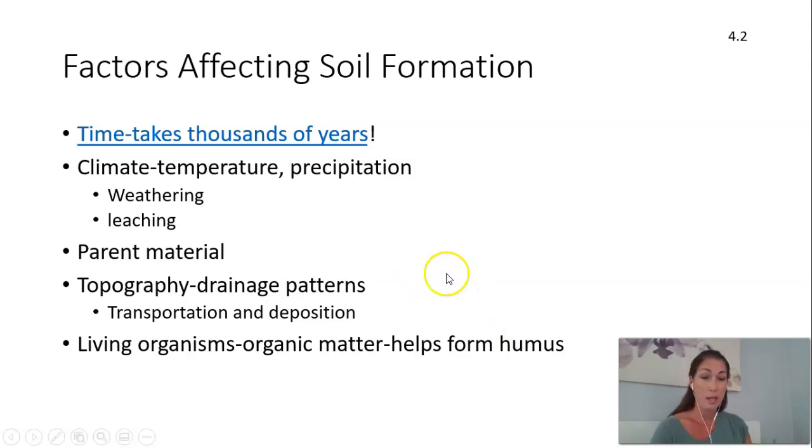Are you in an area that has a lot of runoff? Are you in an area that has a lot of erosion? Are you in an area that collects a lot, or where material is deposited? So the topography is important, as well as living organisms. How many critters are there to help break down materials and form that humus in that organic layer?